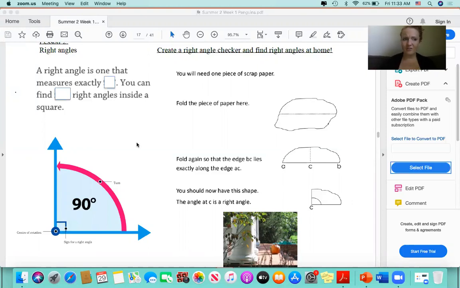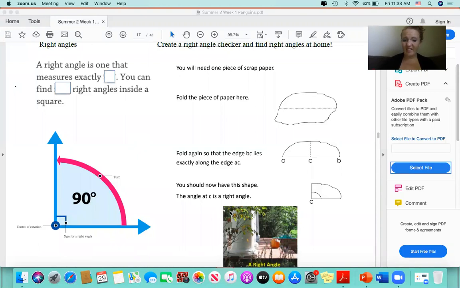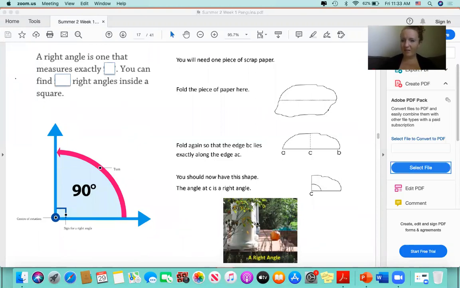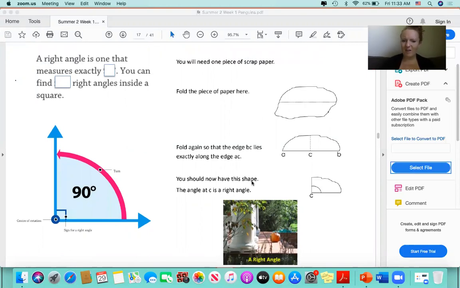And all you have to do for lesson 2 is find right angles around your house. How many can you find? Can you take a picture of it? Can you make it maybe a tally chart? Whatever you want to do, just try to find those right angles at home.